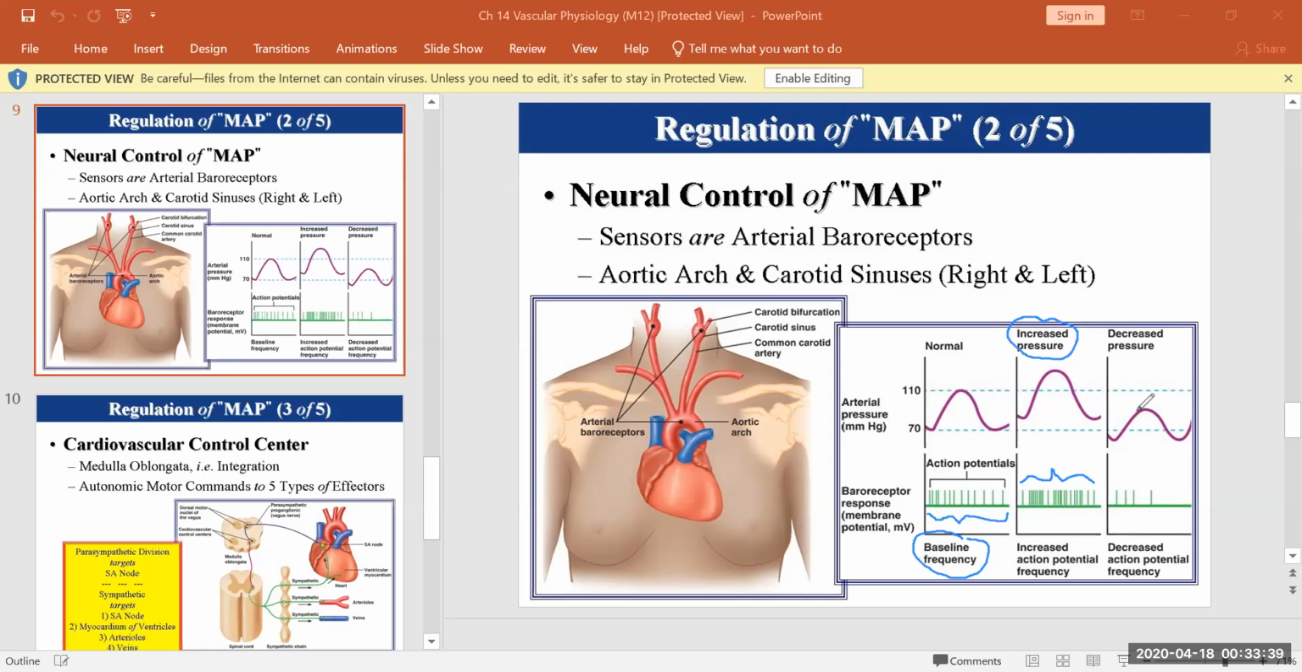Same thing here. When blood pressure drops, the frequency drops. So that's how the central nervous system knows about the pressure status in our blood vessels, right? This is how blood pressure is maintained by the nervous system. So moving on to the next one.